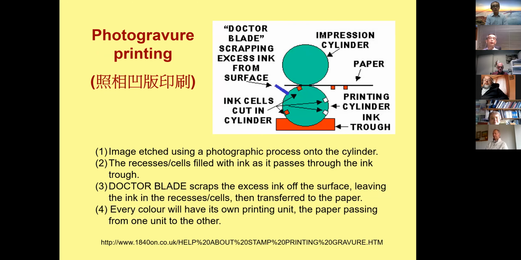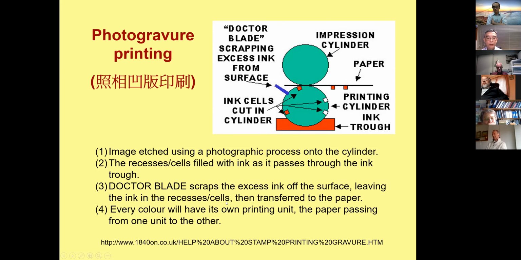And talking about the photogravure printing, in fact, the image was etched using a photographic process onto a metal cylinder. After etching, you get the recessed cells. They would be filled with ink when the printing cylinder rolls over the ink trough. Then you have a doctor plate to scrape away the extra ink, and then a piece of paper would be rolling over, and the ink inside these cells would stick onto the paper.